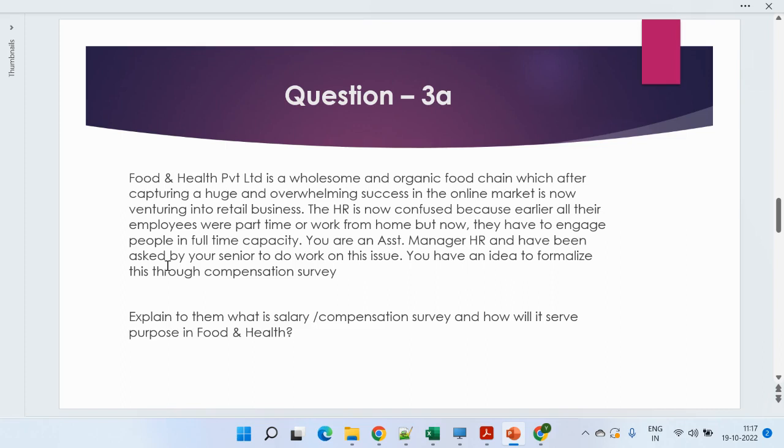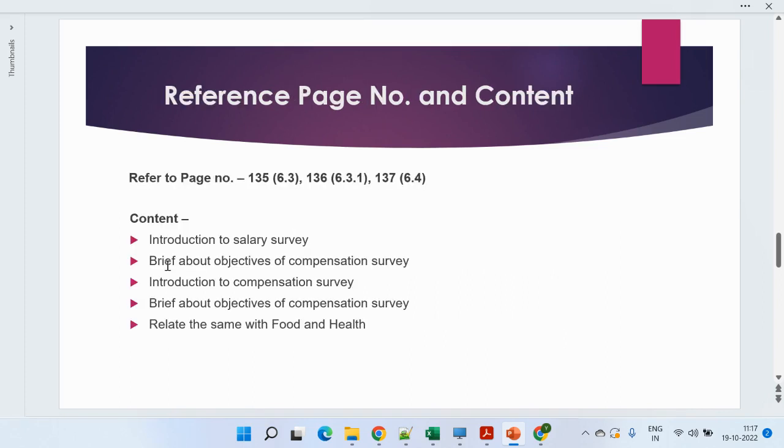So salary and compensation are two different surveys. There is a very thin line between the salary and the compensation survey, but since it's not clear whether it would be asking for the compensation or salary survey, it's good to answer and specify both of the surveys.